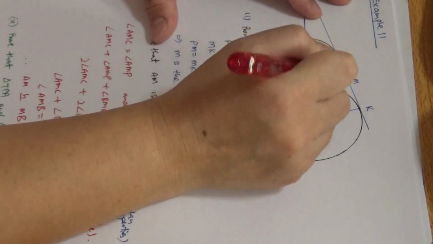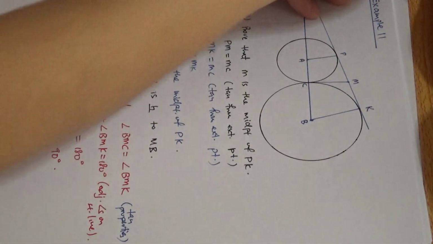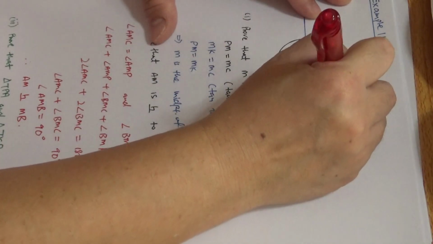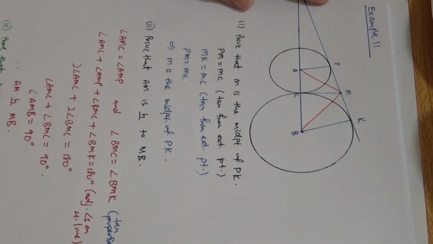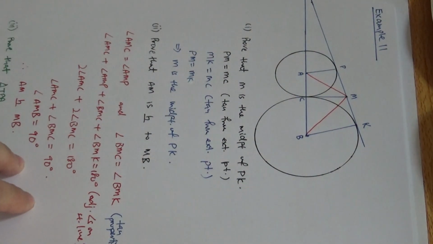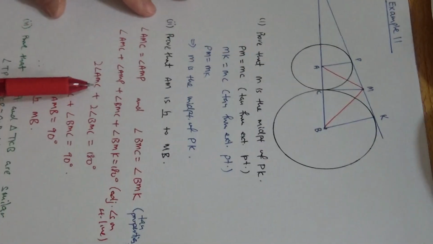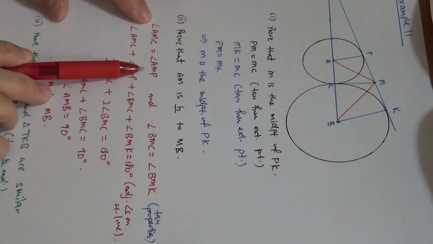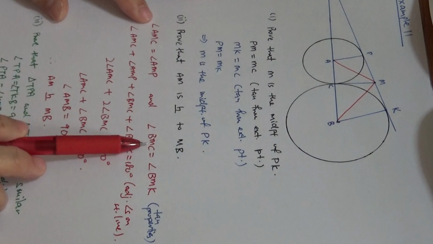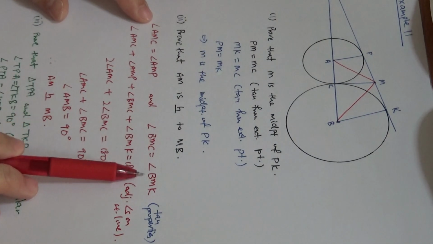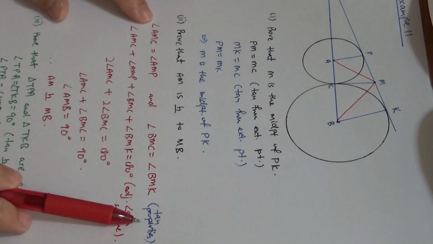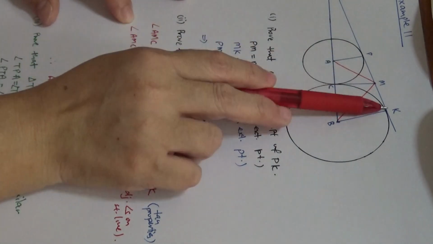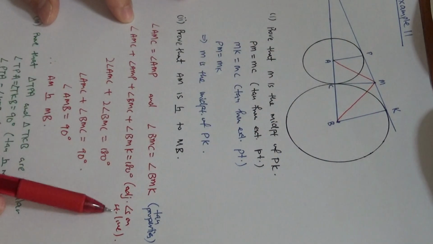Now, I'm going to add in two lines. Okay, here and here. These two red lines I have already added in. Now you will realize that angle AMC and AMP are the same, and angle BMC and BMK are the same, by tangent properties. So I add up all these because they form a straight line. It will be 180 degrees.